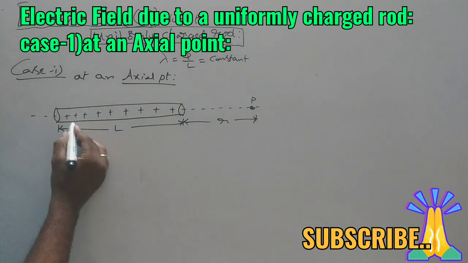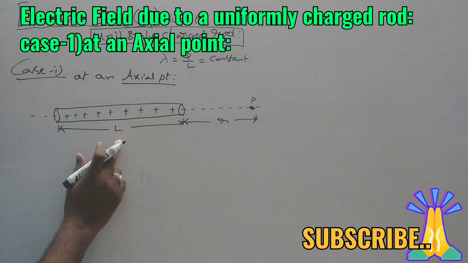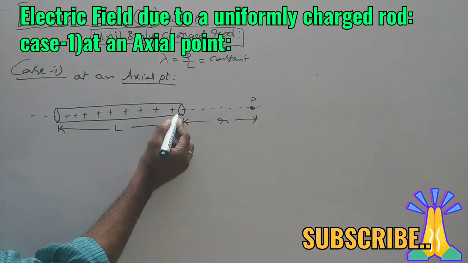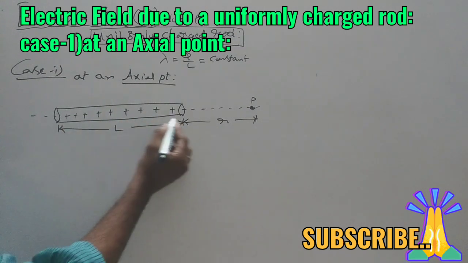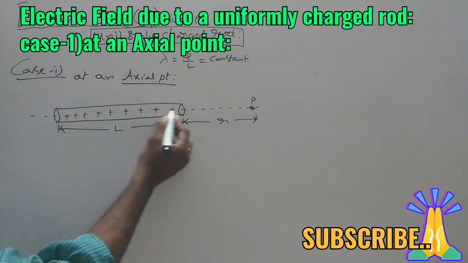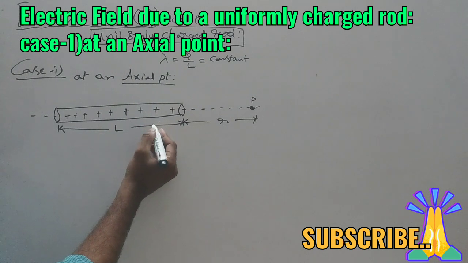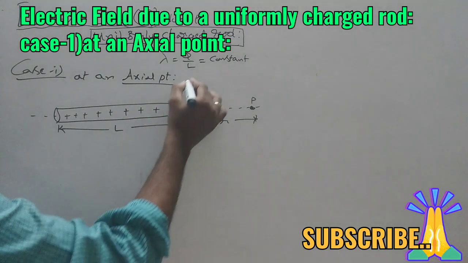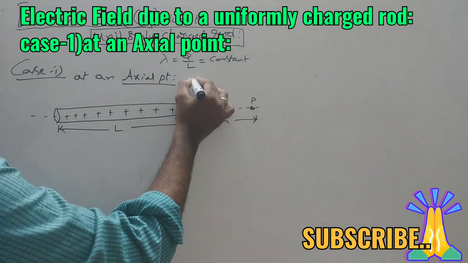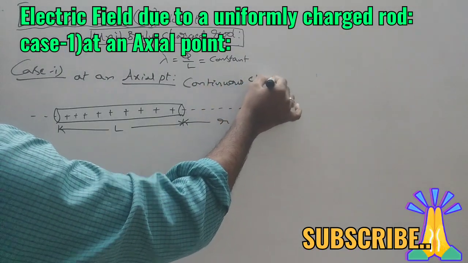In this type of charge distribution, the charge is not a point charge. The charge is distributed throughout the length of the rod. So it is a distributed charge, or an extended body. On an extended body the charge is distributed. This type of charge distribution we can call a continuous charge distribution.